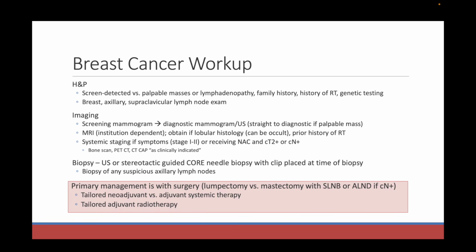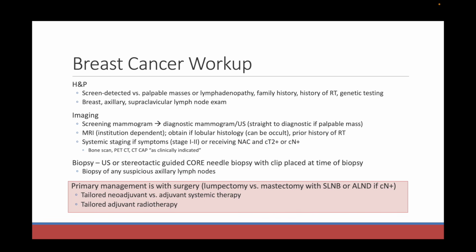Now, the primary management for breast cancer is with surgery. We do a lumpectomy usually, or a mastectomy if indicated. And then we also get sentinel lymph node biopsy always, or we get axillary lymph node dissection if patients have clinically node positive disease.